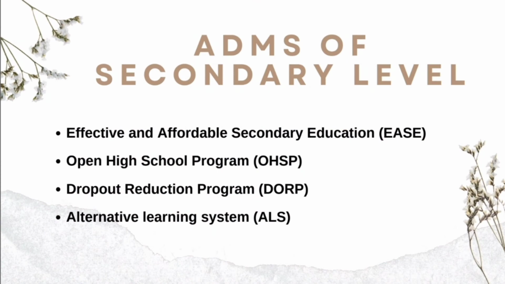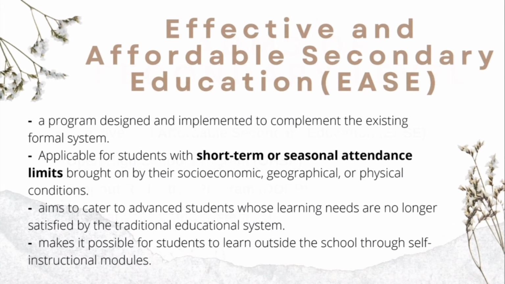Okay, so what are the alternative delivery modes of secondary level? The alternative modes of secondary level consist of the following. First, the EASE. Second, the OHSP. Third, the DORP. And lastly, the ALS, commonly known as ALS.